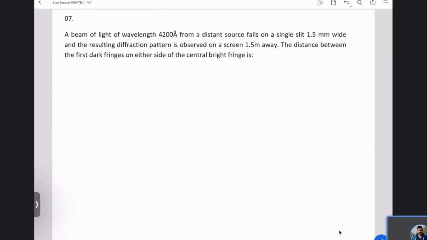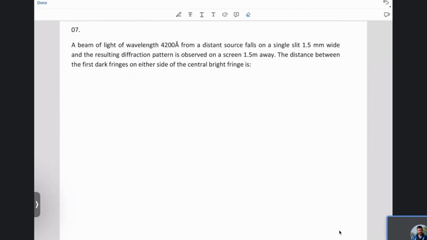Then seventh problem, a beam of light of wavelength 4200 angstrom. So do you know what color of light has this wavelength? 420 nanometer.